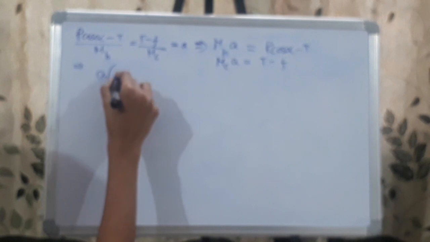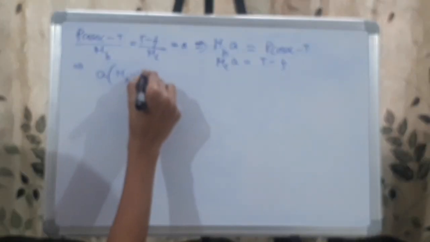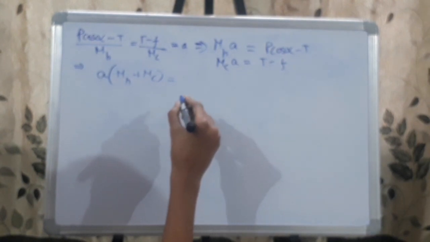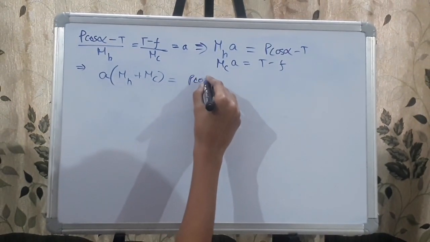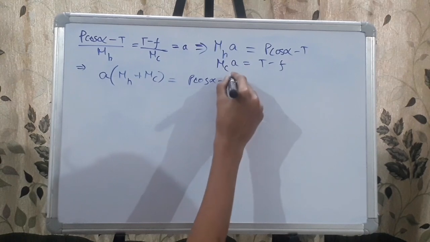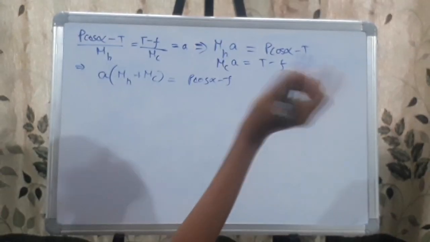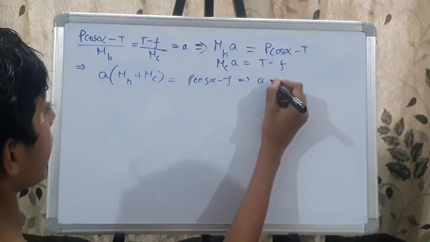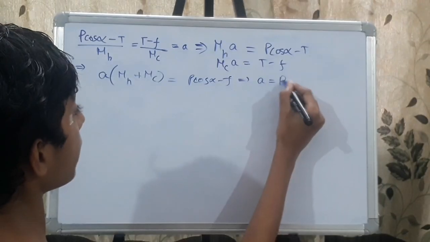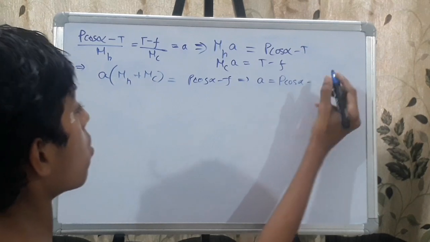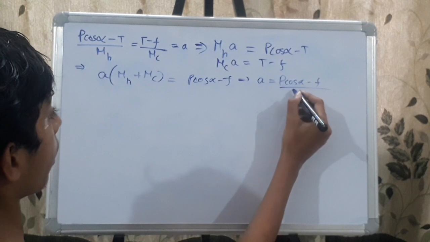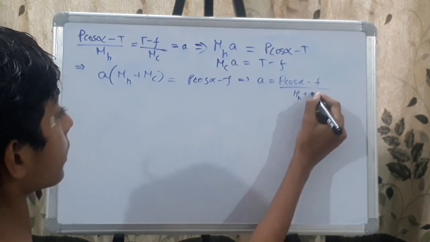So if I add both of these equations, I get A times (MH plus MC) is equal to P cos alpha minus F, because T and minus T will get cancelled. So from here, the common acceleration A will be (P cos alpha minus F) divided by (MH plus MC).